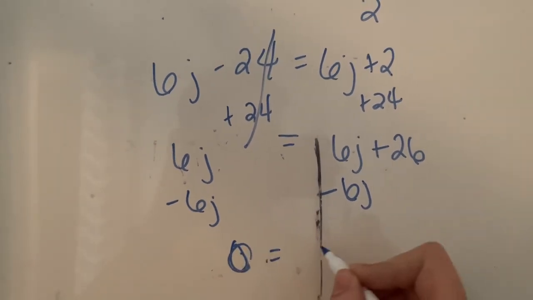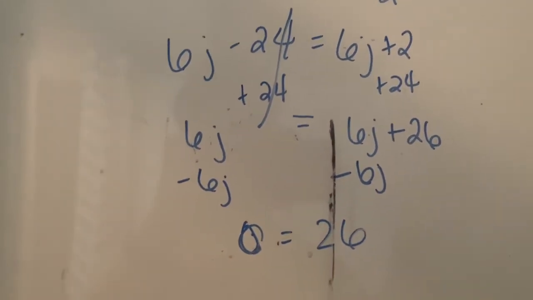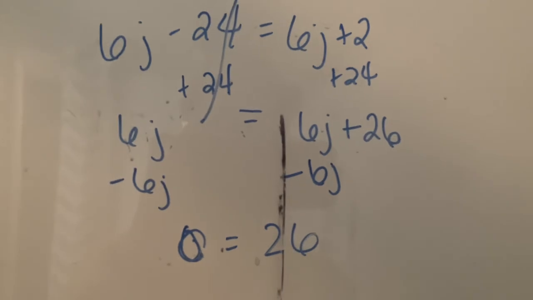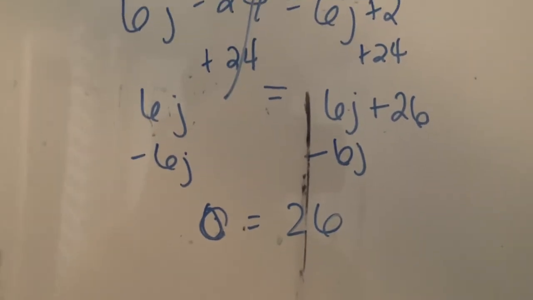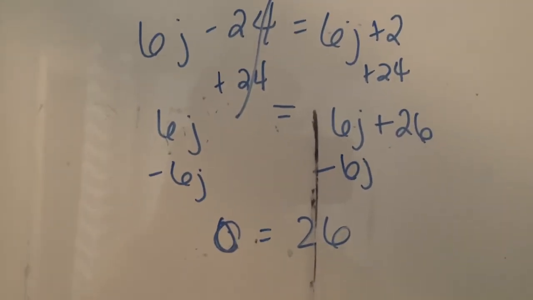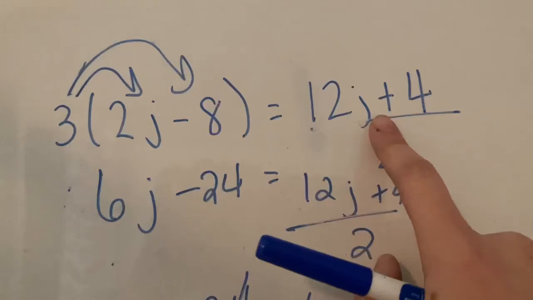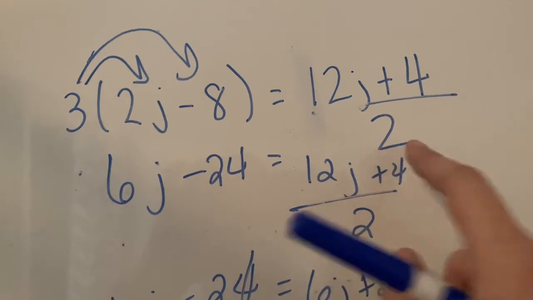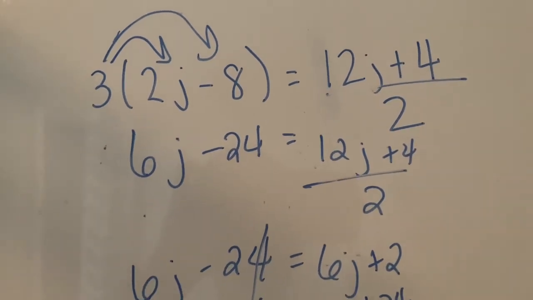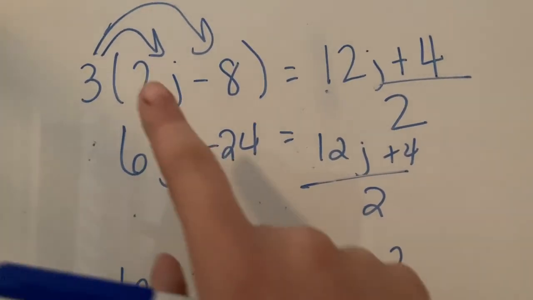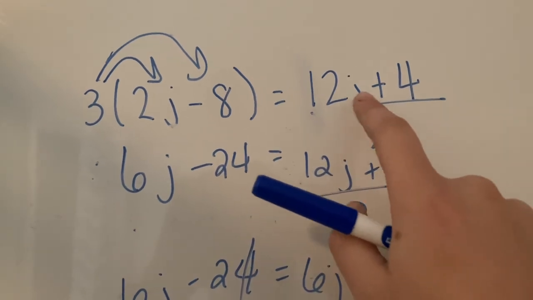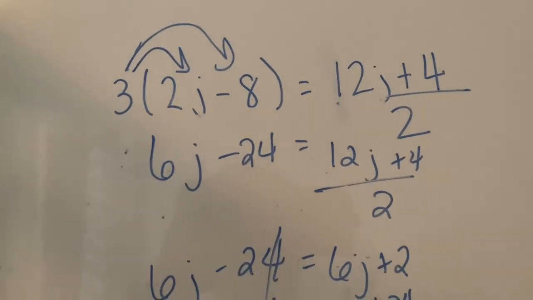Zero equals 26. Now I don't know where you're from, but where I'm from, 0 isn't equal to 26. So what that means is there's no number that we can plug in to our original equation that will make this true. There's literally nothing j could be that would make this side equal to that side because j has to be the same both times.